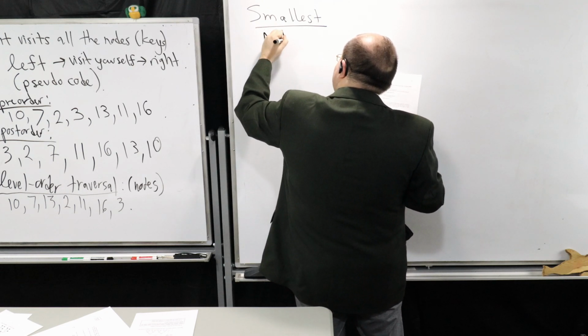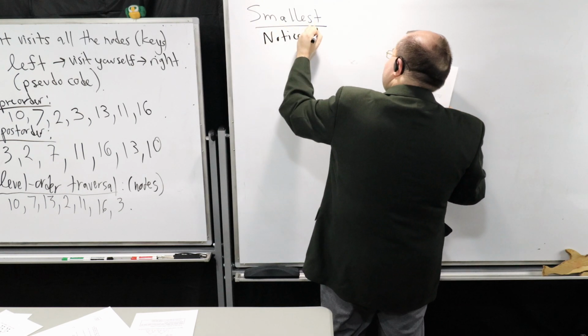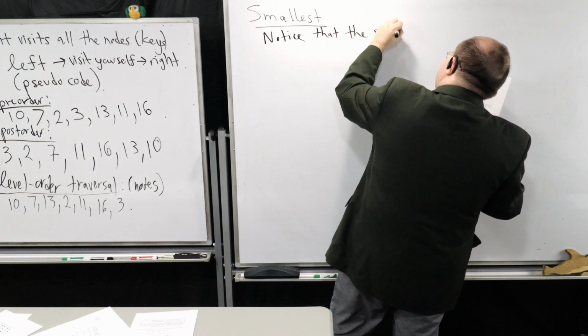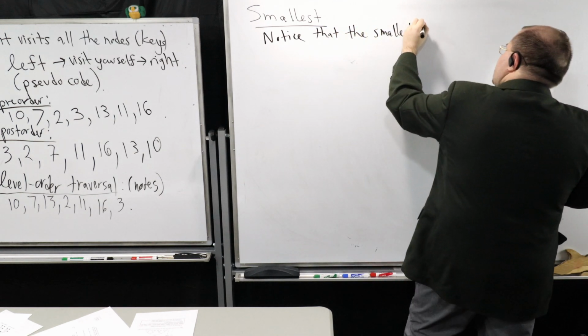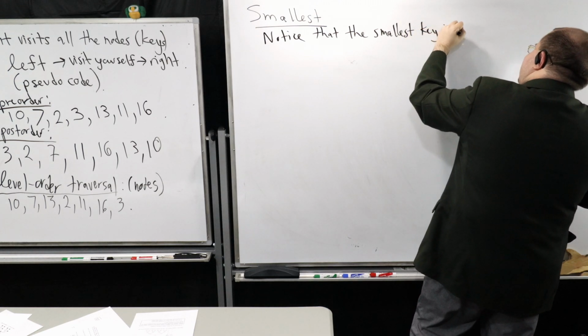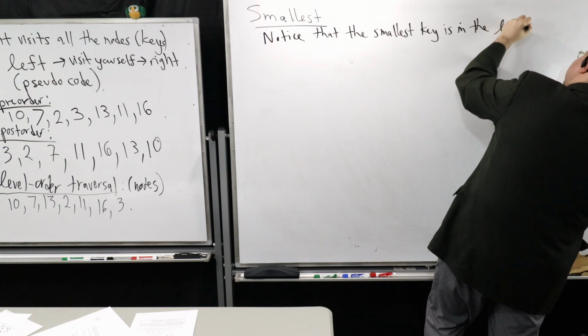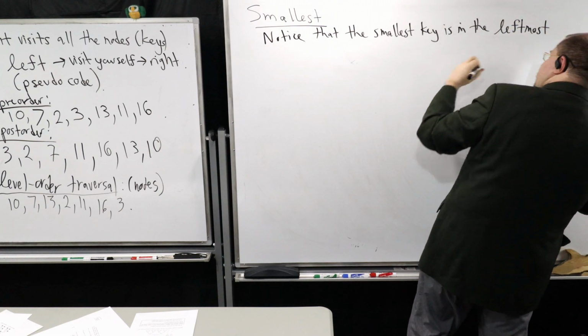So notice that the smallest key is in the leftmost internal node.